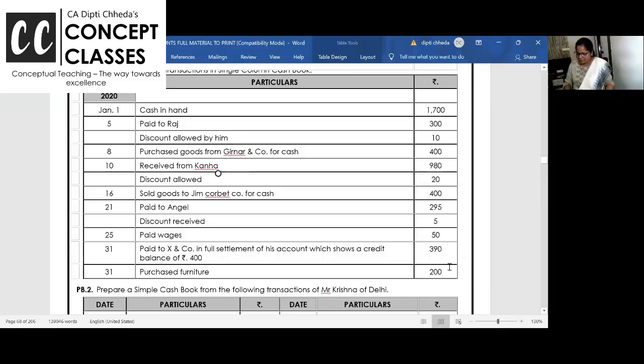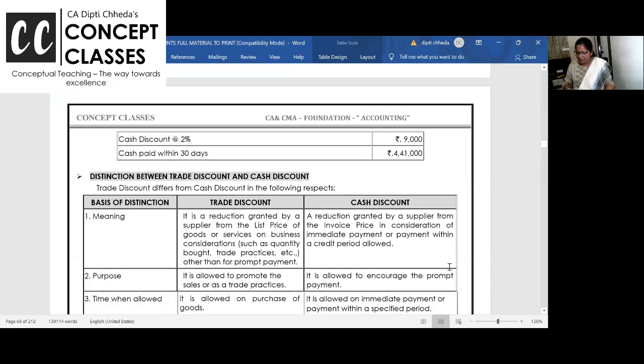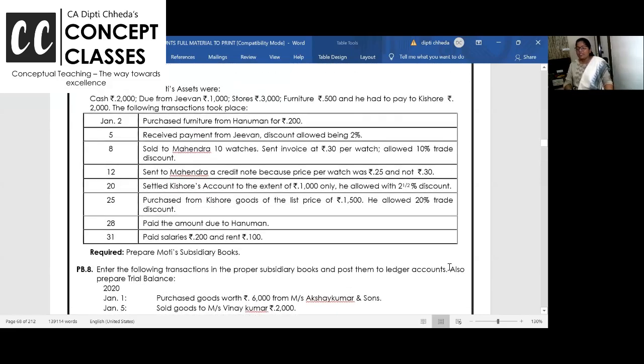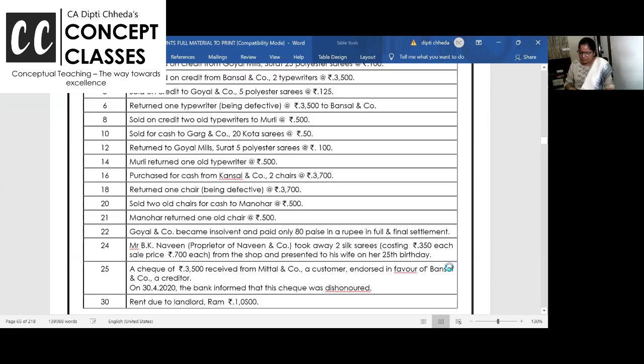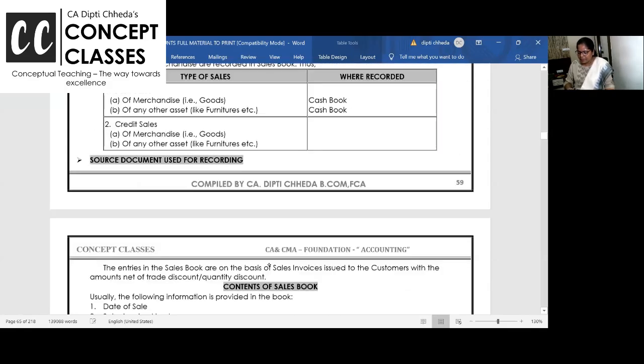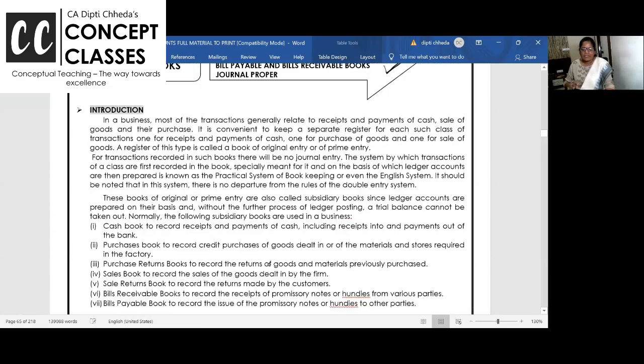Let us start with the chapter now. This was all introduction. I hope the introduction was very clear. See, the portion of foundation is vast. You have non-trading and final accounts and whatnot. So we need to do it nicely. Today you have to make the ledgers and now you know the format of making the ledgers.